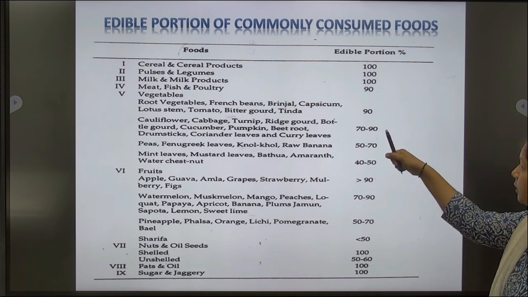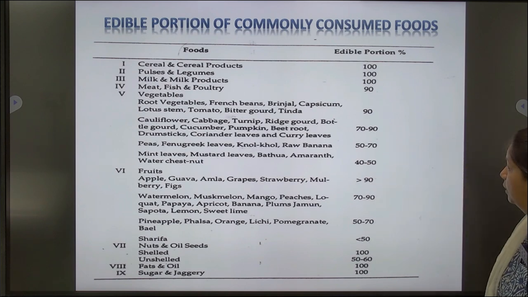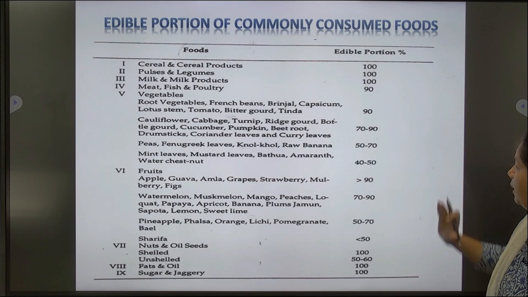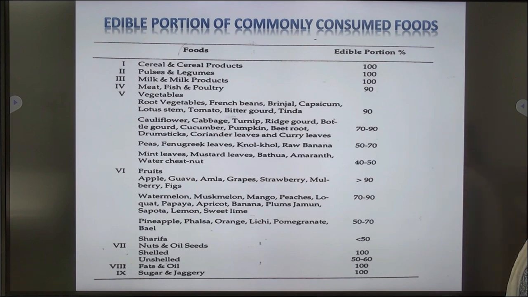Like cereal and cereal products, 100% edible portion. Pulses, milk, 100%. Then meat, fish, vegetables, 90%. And other different fruits and vegetables are more than 90, some are 70 to 90, and some are less than 50 in case of nuts and oil seeds.